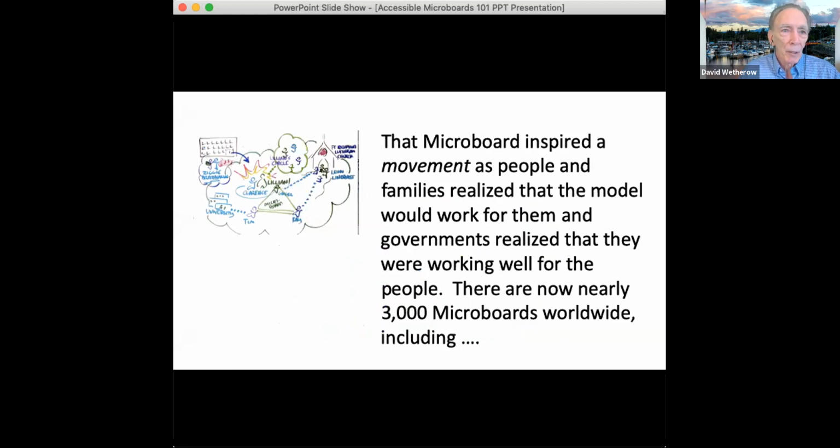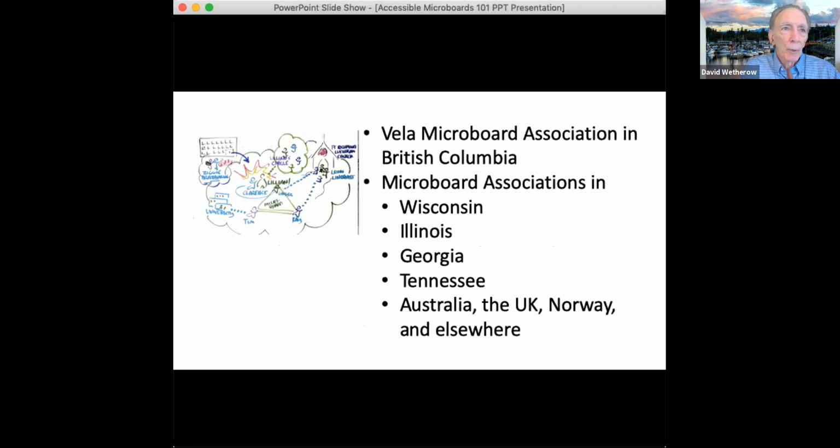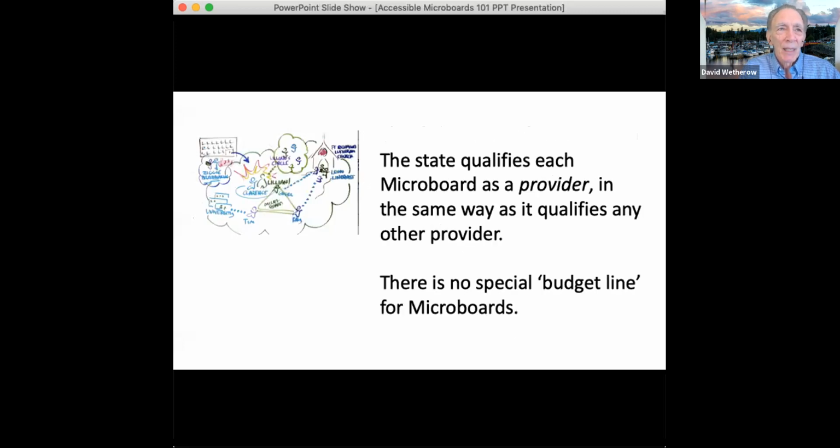So there are now nearly 3,000 microboards worldwide, including in British Columbia through the Vela Microboard Association, microboard associations in Wisconsin, Illinois, Georgia, Tennessee, Australia, the UK, more recently Norway, and elsewhere. Here's how it works on a practical basis.